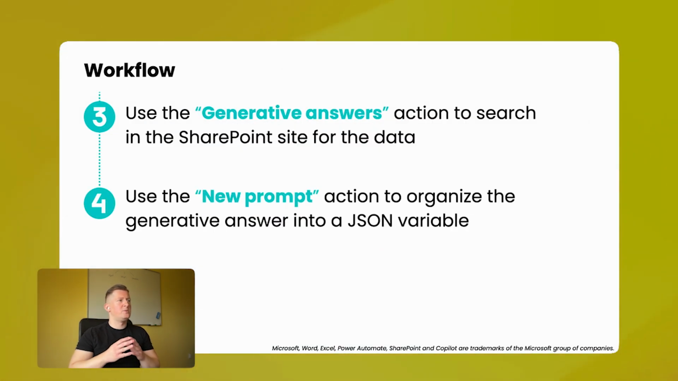The next step, we are using the new prompt action in order to create a JSON variable from all these input data. And the purpose of the JSON variable is that afterwards I can use the structured output variables in order to have the different inputs, the effective date, provider name, and so on, as separate variables that I can use later on to replace the placeholders in the contract template doc file.